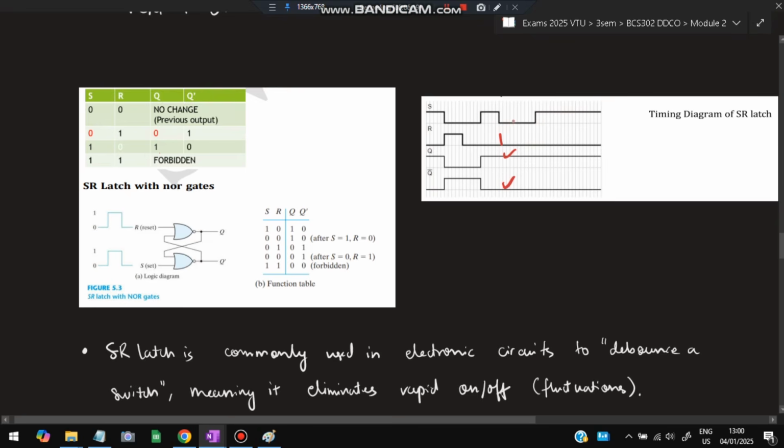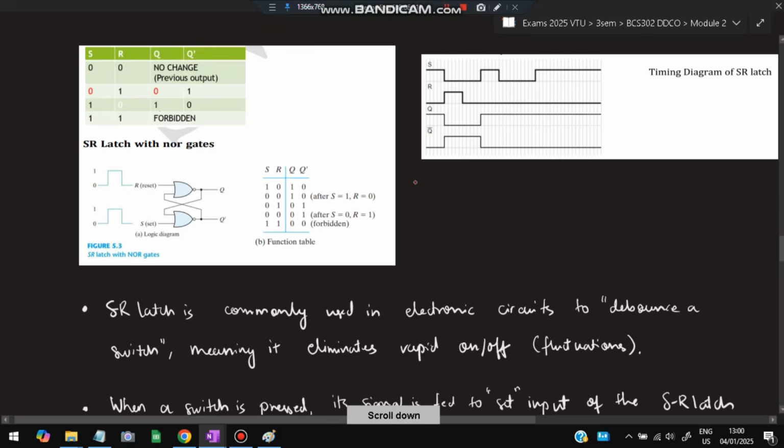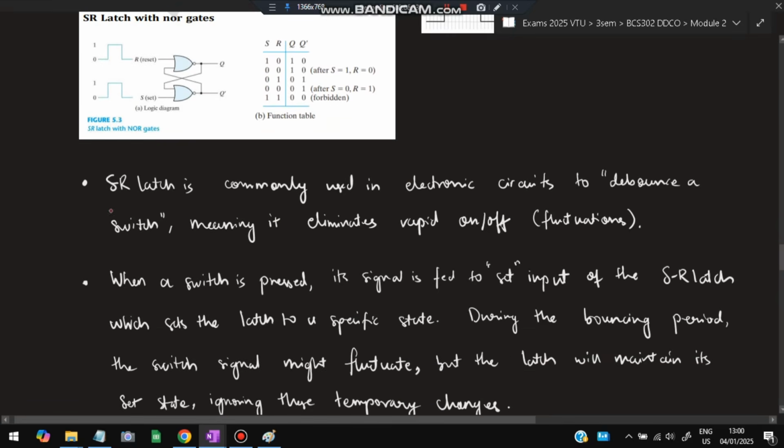So it doesn't matter after setting that S goes to 0. What matters is that reset should come true, and only then will a reset happen. Q will become 0 and Q bar will become 1. Okay, got the point? So the latch will hold the values.